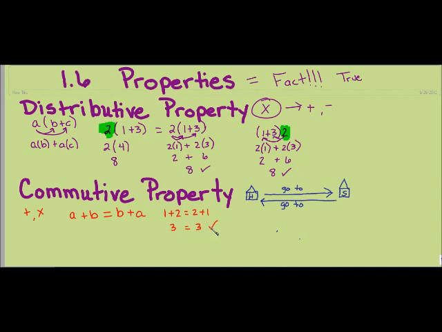It's going to work every single time. Now, it only works for addition and it only works for multiplication. So if I have 3 times 2, it's going to mean the exact same thing as 2 times 3, because 3 times 2 is 6, and I get the same answer as 2 times 3. It doesn't matter which way they're going. It doesn't matter if you're going to school or from school. You're still going to the same places. So if it only works for addition and multiplication, that means it does not work for division and subtraction.